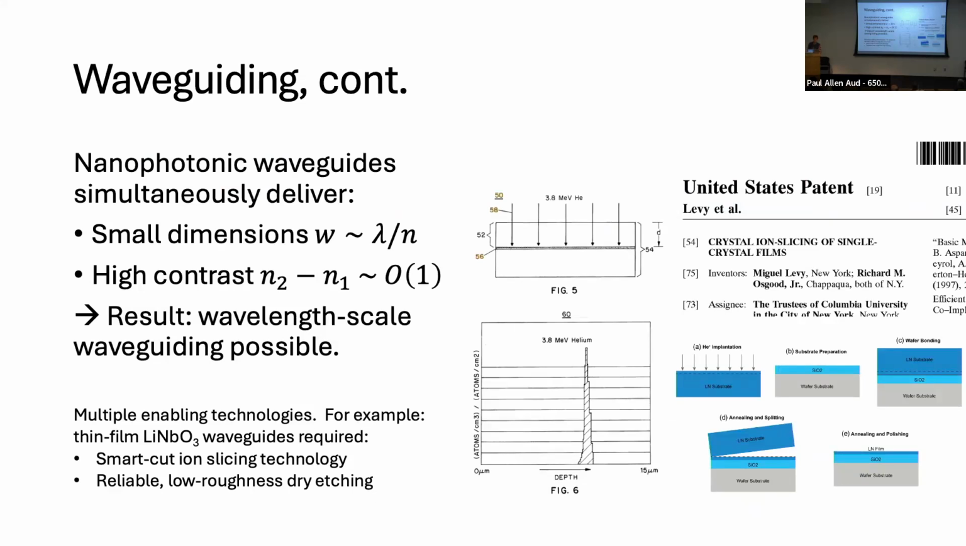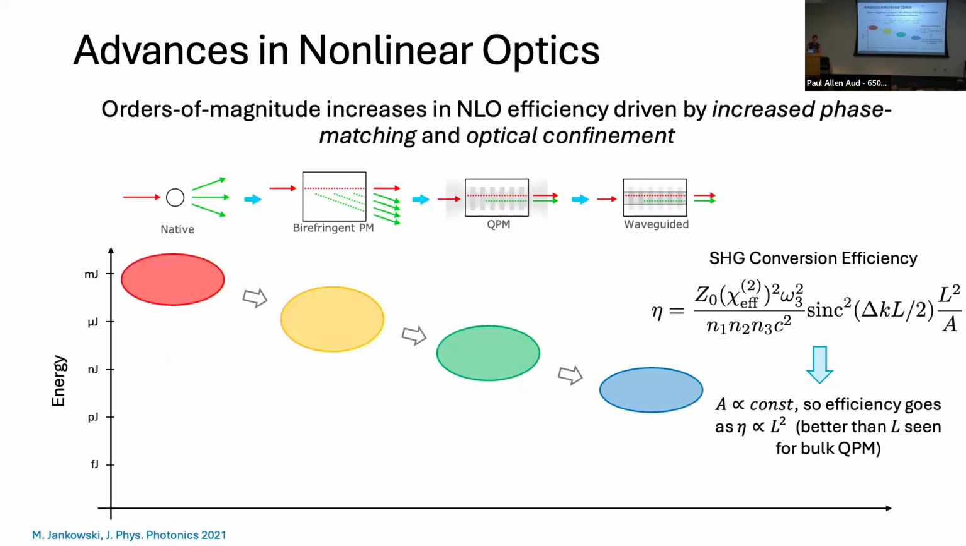So this would be through ion slicing techniques in lithium niobate plus low roughness dry etching. And it's the waveguiding which increases the efficiency by a couple more orders of magnitude, and it fully restores this L squared (length squared) scaling of this conversion efficiency, or the strength of the nonlinearity. And the reason is that the size of your waveguide, the interaction area, is not set by the length of the crystal anymore. It's set by the cross-sectional area of the waveguide.